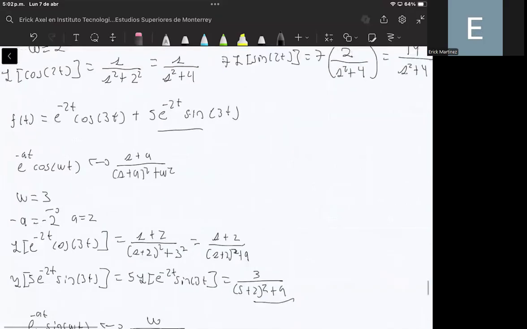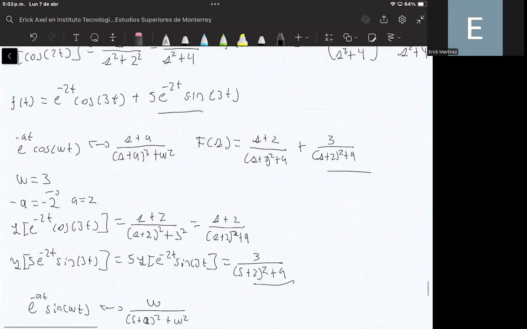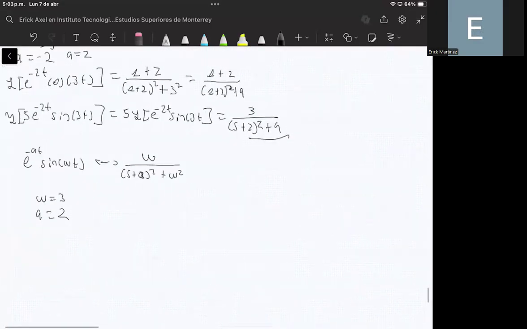So we can say that the Laplace transform of this function is equal to the first term, that is (s plus 2) divided by (s plus 2) squared plus 9, plus 3 divided by (s plus 2) squared plus 9. This is the result that we obtain. And what else? Well, this is one example of how you can use the Laplace transform, or how we can compute the Laplace transform.